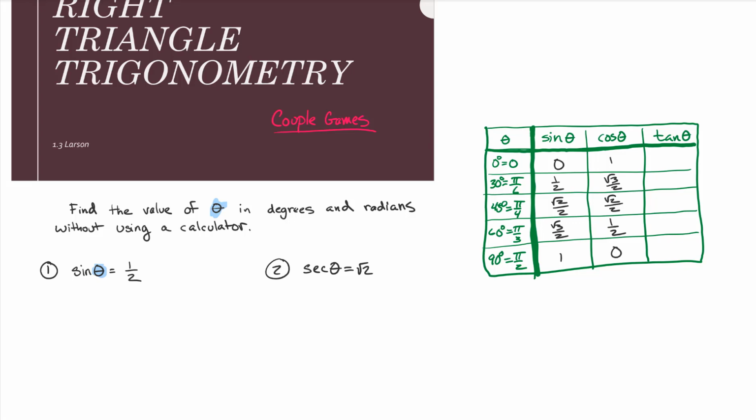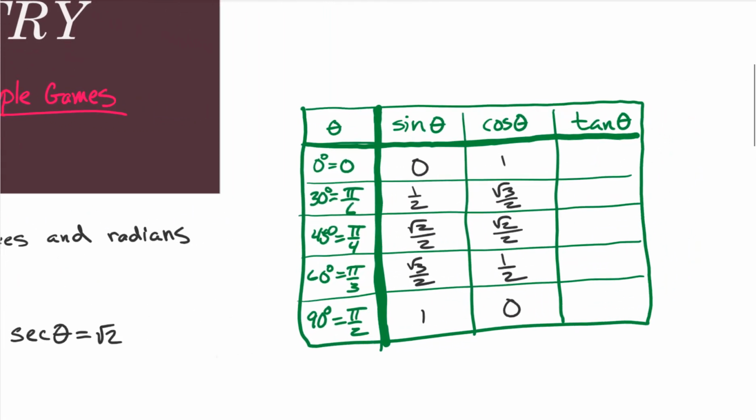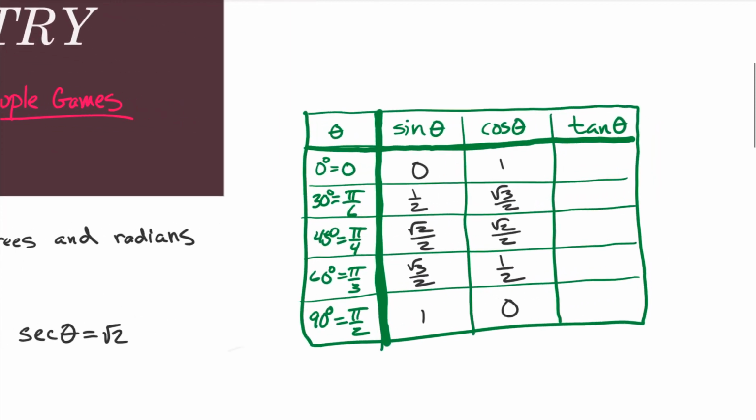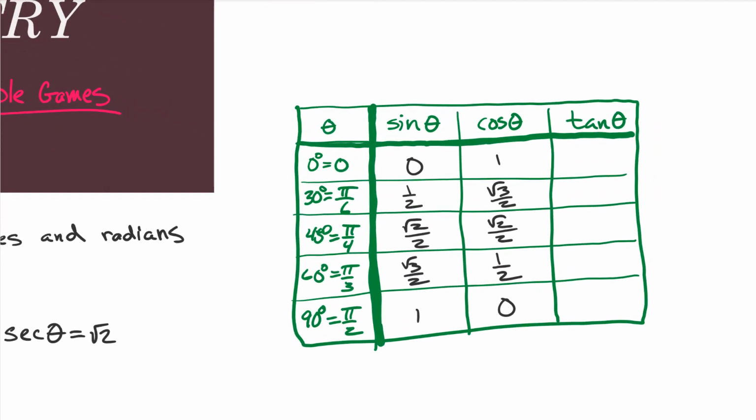You don't have to use this, but it sure helps us out a lot. What are we looking for? Sine of theta is equal to a half. So we just want to know what angle gives the ratio of 1/2 for sine.